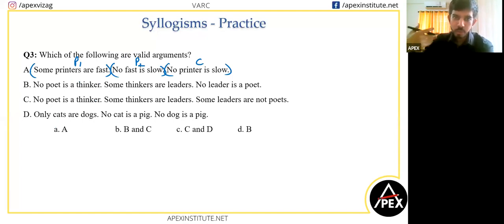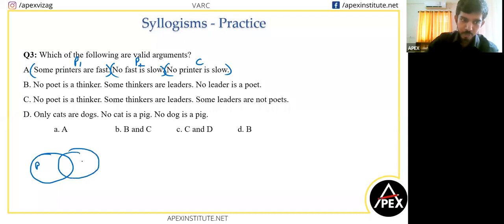For those who are slower, I will explain using the diagram method, which is better to take a judgment of what is where. Can something overlap? Can it not overlap? Yeah. So some printers are fast. So we have our first basic circle for printers and circle for fast. And those printers which are fast are over here. And there can be other printers as well, those which are slow or those which are medium.